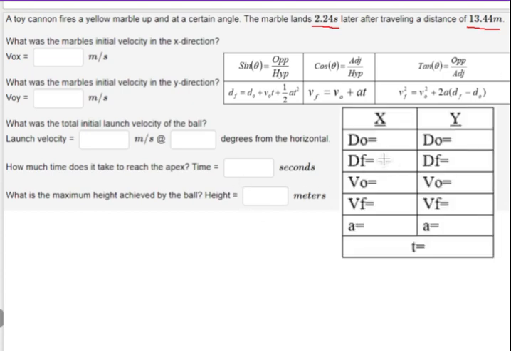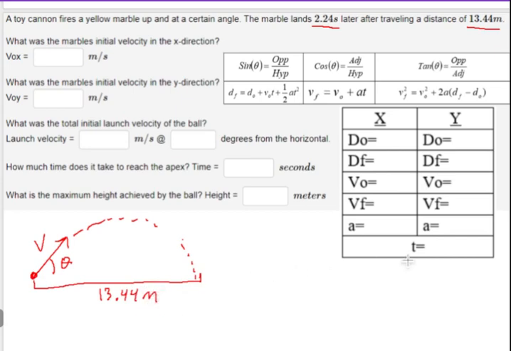All right, so let's go ahead and fill out this table. But before we do that, we need to draw a picture just like we've been doing. So here's my marble, and it's launched at some angle here with some velocity. It says it moves through the air and lands a distance later of 13.44 meters, and it takes 2.24 seconds to do that.